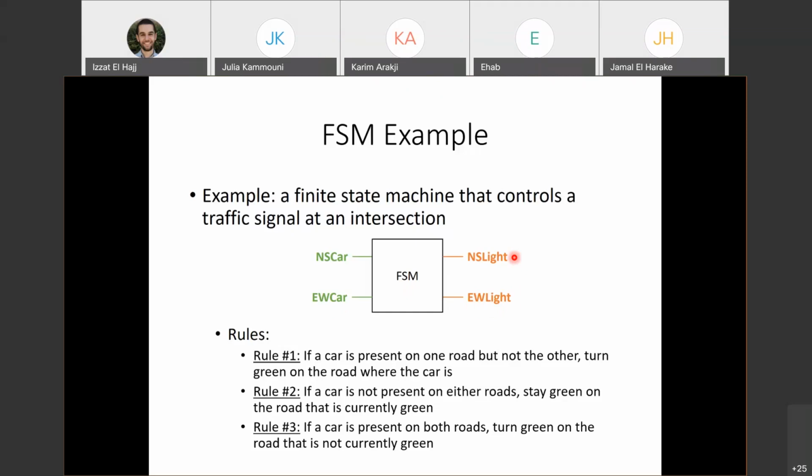Okay, so these are the specifications for our finite state machine. Any questions about these specifications before we see how to implement them? Okay, then let's move on to see how to implement the finite state machine.